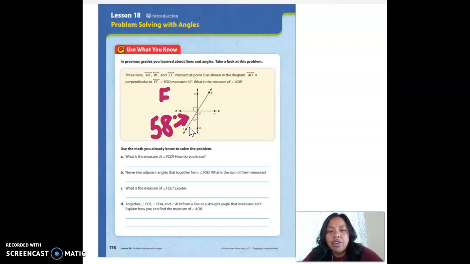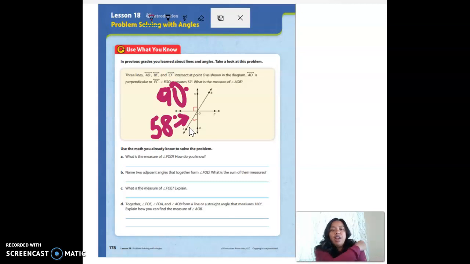This guy is not 50, I'm sorry. This guy is 90. We know by that box there, that perpendicular box. What is that going to be? Explain how you can find the measure of angle AOB. From previous grades, you make a straight line. Whenever you make a straight line, we call that a straight angle, and it is 180 degrees.